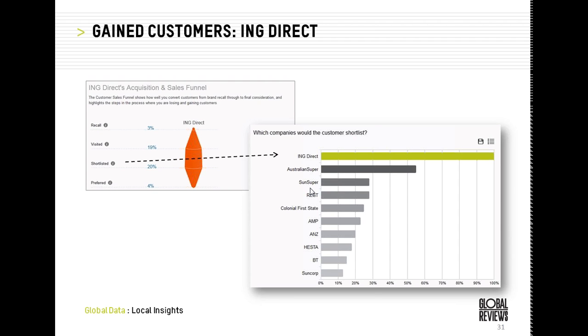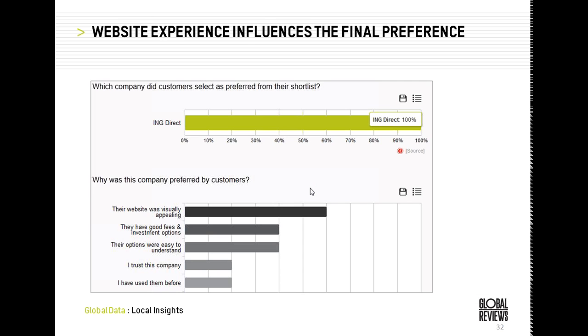If we then look at those who shortlisted ING Direct and also preferred ING Direct, what were the reasons for that? This is where it becomes interesting, because these reasons are quite different. They had a high visitation, which led to a high shortlisting. A lot of those who shortlisted this brand said they preferred it in the end because the website was visually appealing, they had good fees and investment options, and their options were easy to understand.